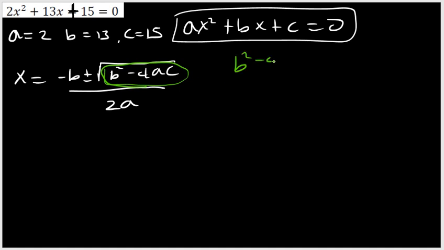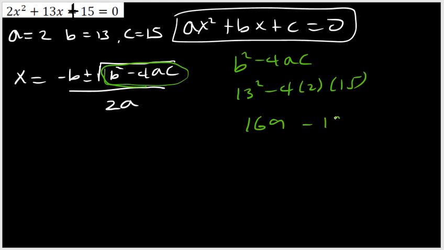So b squared minus 4ac means 13 squared minus 4 times 2 times 15. 13 squared is 169, and 4 times 15 is 60, times 2, that's 120. When we subtract, it's going to be 49. Okay, so it's not a negative result, it's positive, so we can proceed.